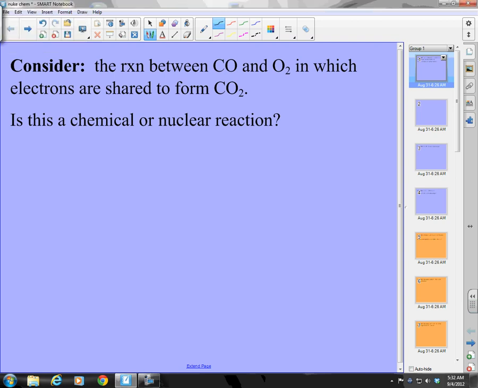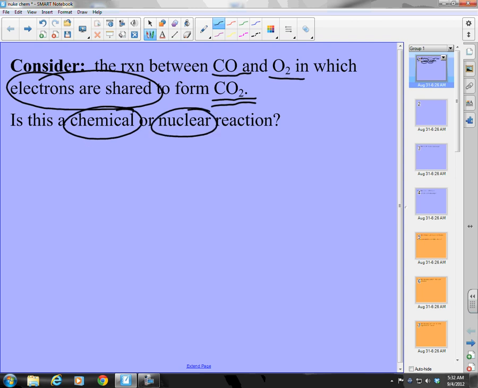Okay, ladies and gentlemen, let us continue with our discussion of the atom. We have already talked about the basics of the atom, and now I'd like us to talk a little bit about something called nuclear chemistry. So, to begin that, let us consider this. We have a reaction between CO. What is CO? Carbon monoxide, and O2, oxygen, in which electrons are shared to form CO2. CO2 is carbon dioxide. Now the question is this: is this a chemical or is this a nuclear reaction?